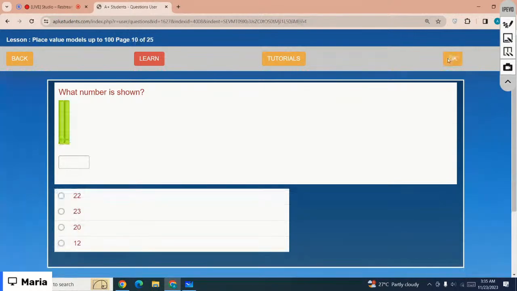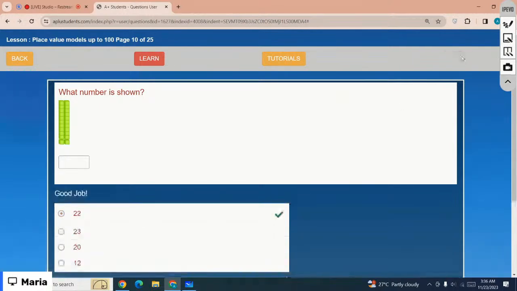What number is shown? Which is the correct option? You have two tens and two ones, right? You can see you have two lines for the tens and two single blocks. So together they make 22. That means the ones digit is 2 and the tens digit is 2. So they make 22. Got it?